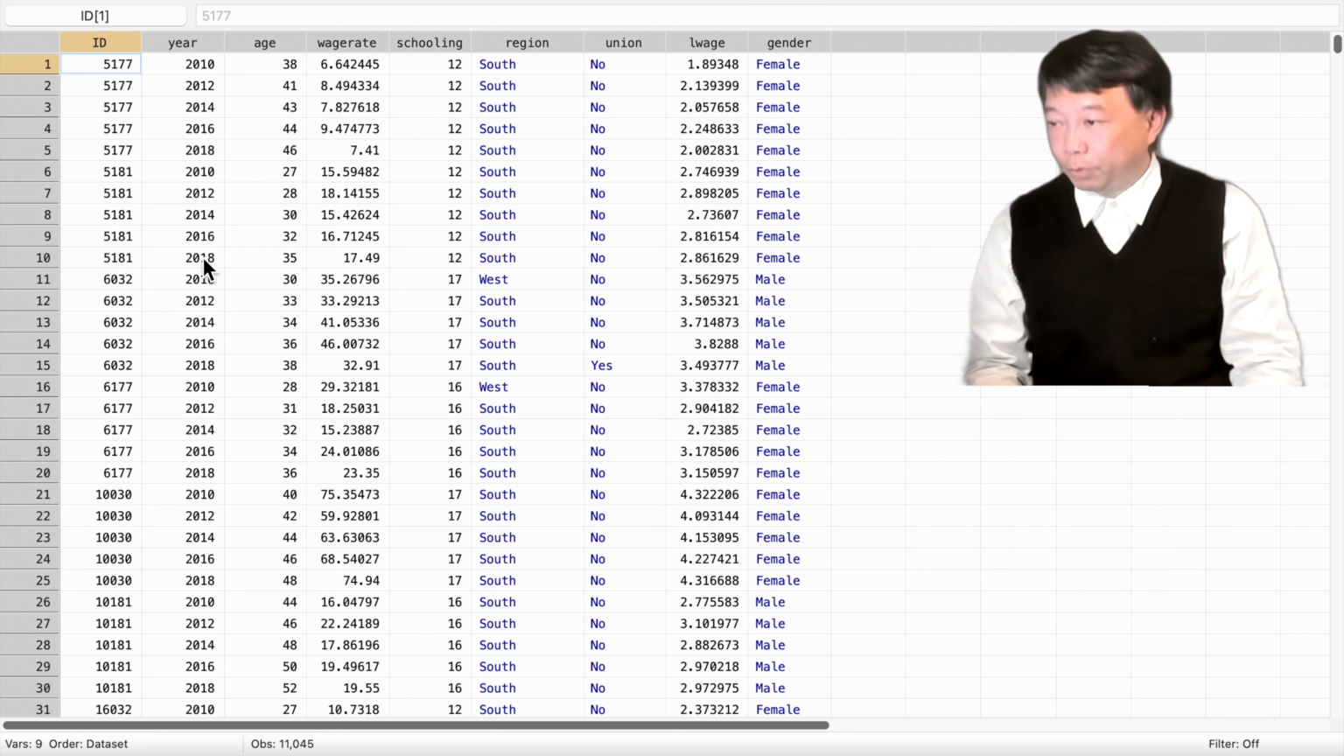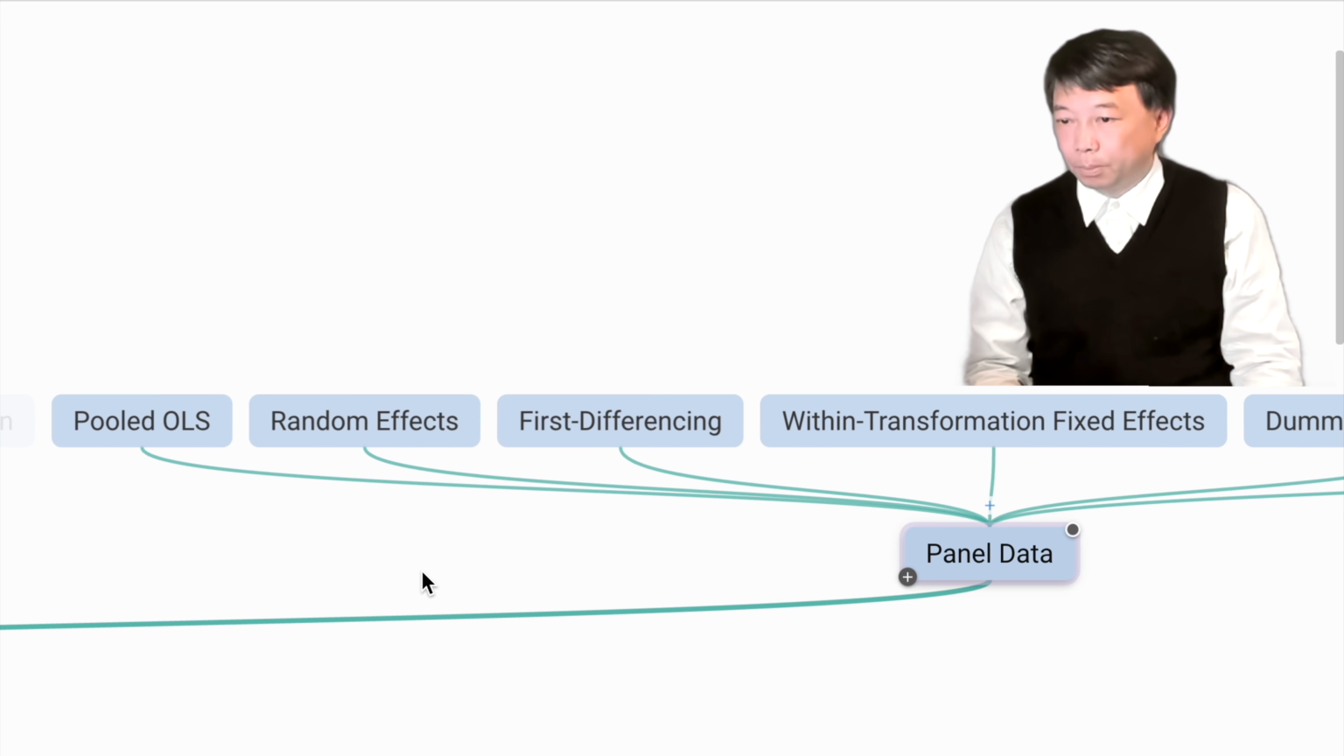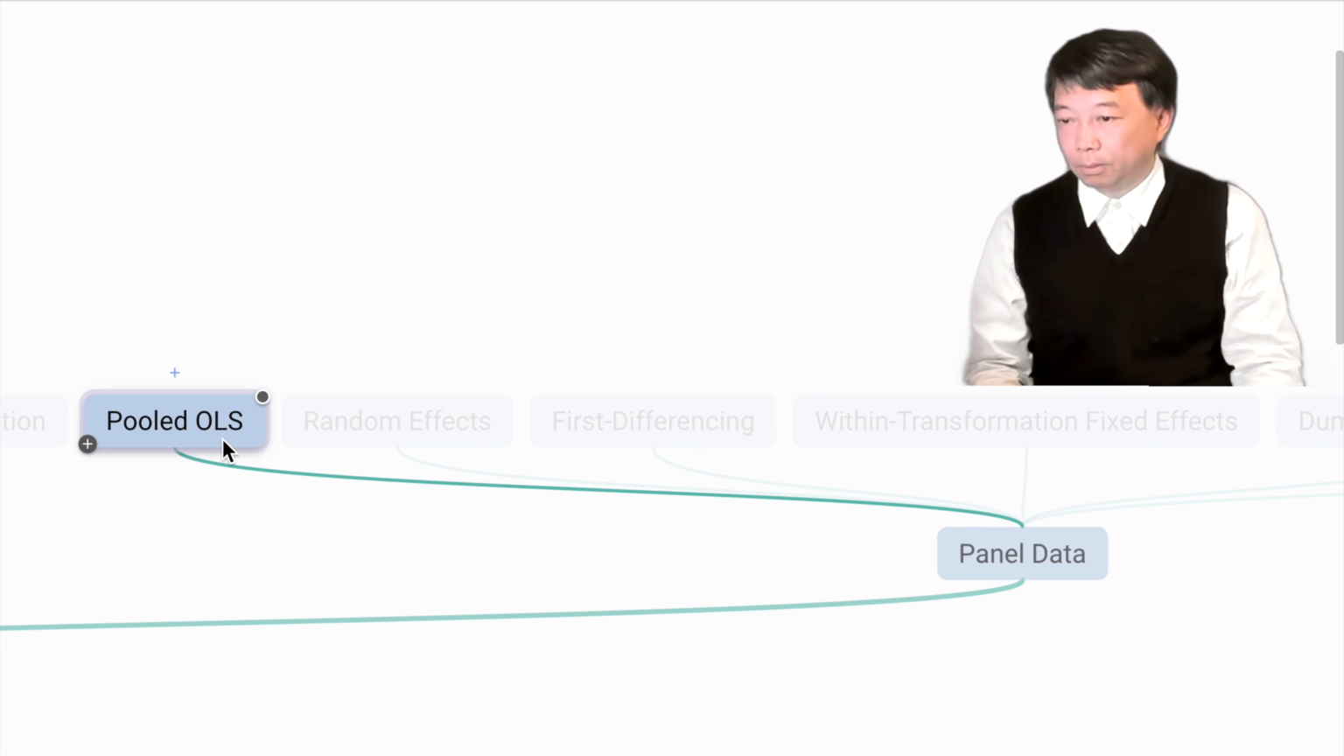To estimate coefficients for panel data, we employ 6 key approaches to adjust for unobserved heterogeneity, alleviate bias, and improve estimation accuracy. Pooled OLS, treating panel data as a large cross-sectional dataset without accounting for individual fixed effects.